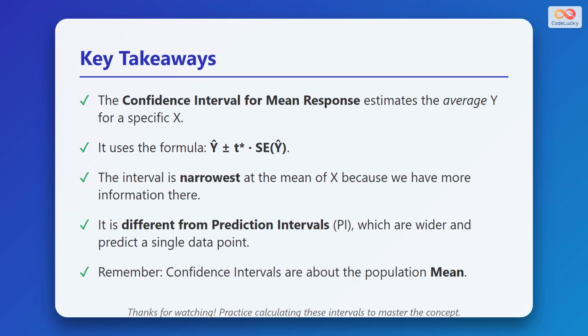To summarize, the confidence interval for mean response estimates the average outcome for a specific input. The formula combines the predicted value, a critical t-value, and the standard error. Remember that the interval is curved, narrowest at the center and wider at the extremes.